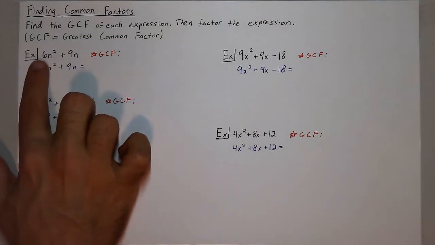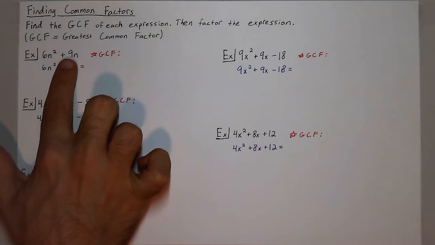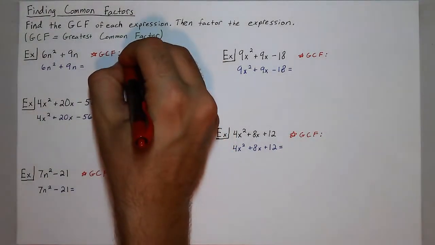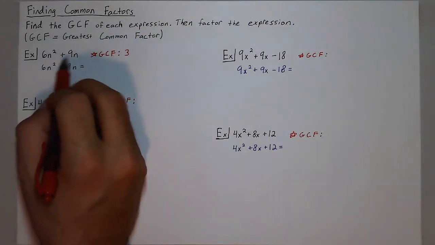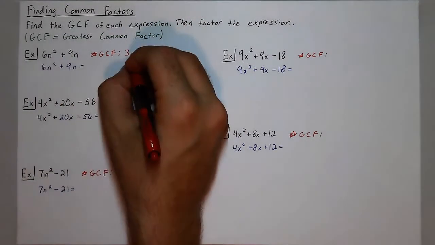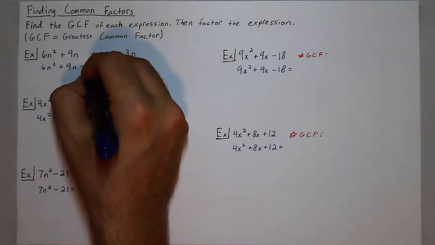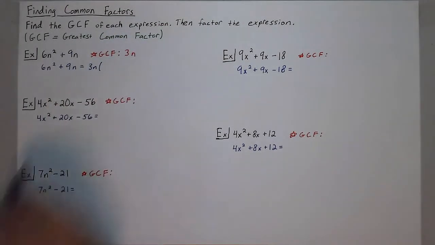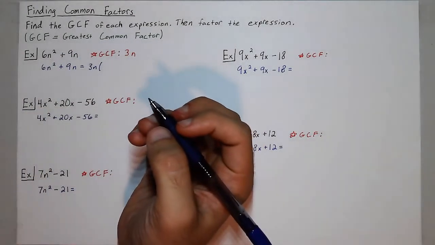So what is in common between all of the terms? Now, 6 and 9 have a common factor of 3, so 3 is part of the greatest common factor. But we also see that each term has an n variable involved as well. So 3n would be the greatest common factor. So now I'll factor out a 3n, and when I do so, I'm going to divide each term by 3n as I factor it out.